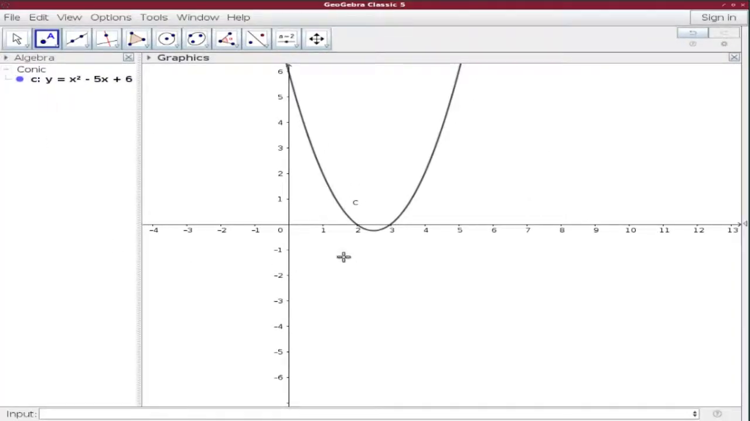And we can see that sure enough, it does look like we're going to cross the x-axis. We do cross the x-axis in 2 spots. So we've got one right here at 2, and we've got another one right there at 3. And so sure enough, our discriminant was correct. We have 2 real roots to that equation.